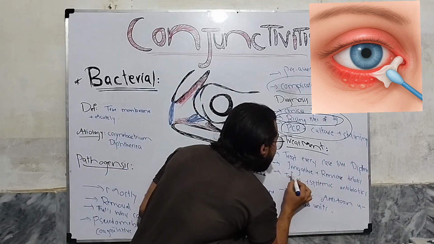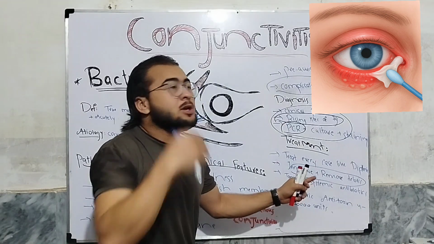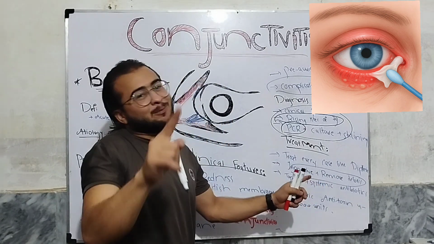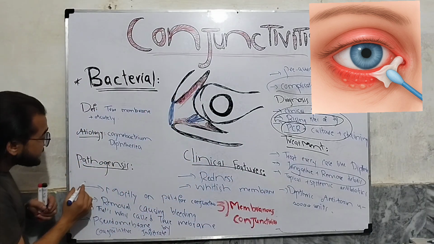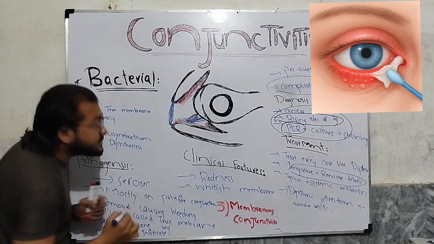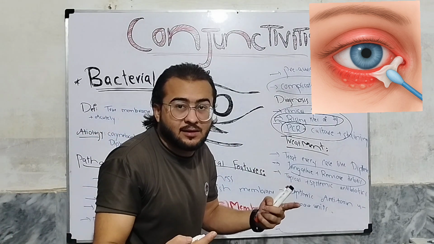First of all, we will irrigate and remove the debris and the discharge. One important thing: this is a bacterial type of conjunctivitis, but the discharge is serous. It is the only bacterial type of conjunctivitis in which the discharge is serous.